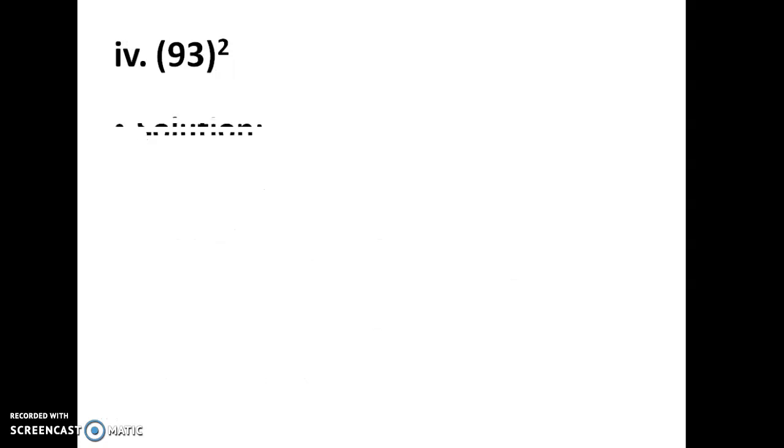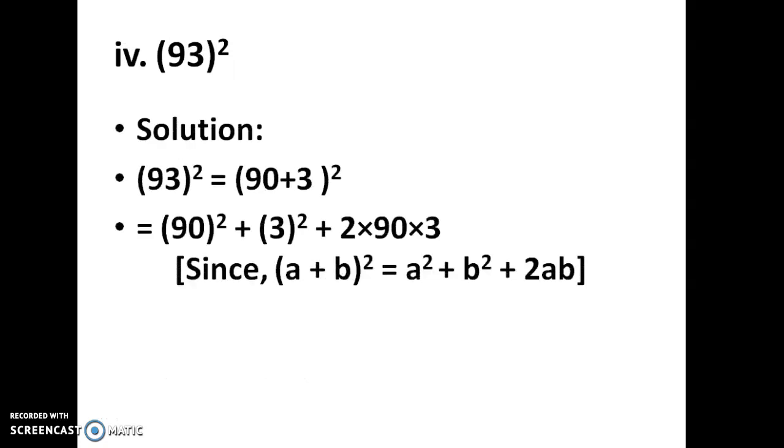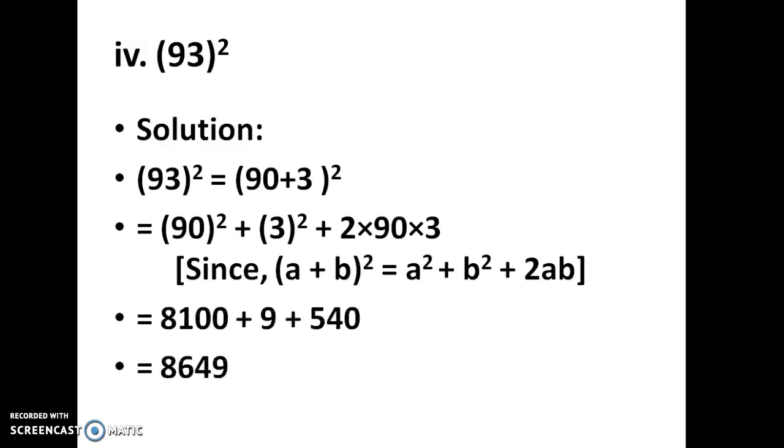So 93 can be split and written as 90 plus 3 the whole square. So use the formula, substitute the values. So if you simplify, you will get 8649. Okay, then next problem also, 46 square.